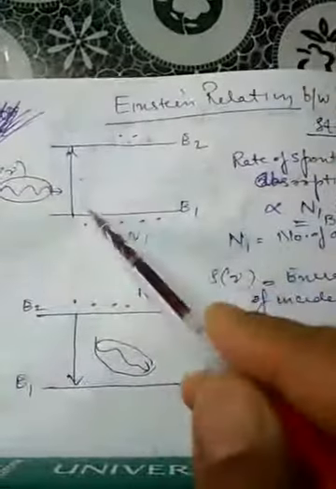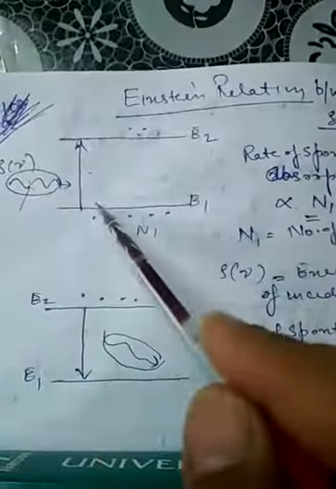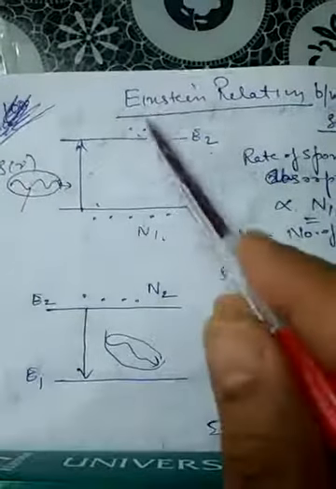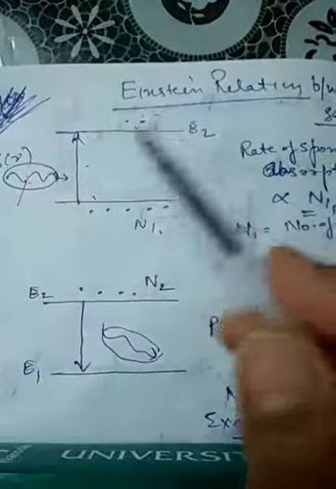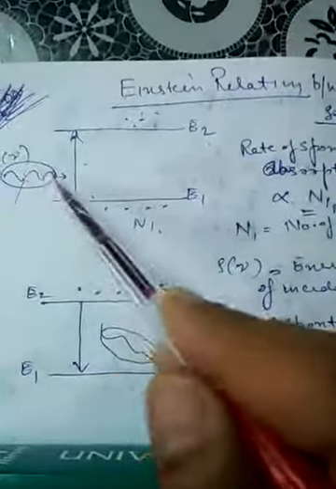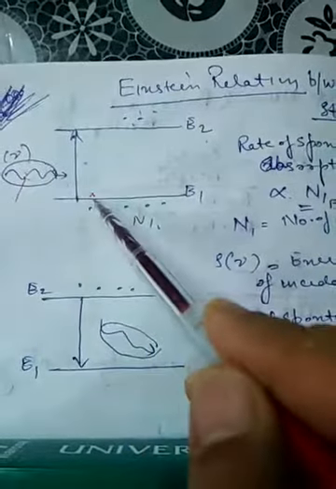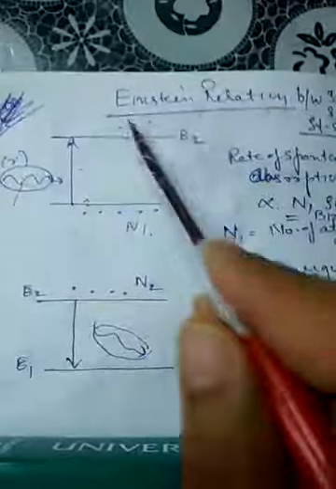First of all, we will take the spontaneous absorption process. This is an incident photon. Let us say N1 is the number of atoms in the ground state, and N2 is the number of atoms in the excited state. This is the initial state, which we have assumed. Now let us say some incident photon strikes here. So the atoms gain energy and go to the excited state. So this is the first process, which is called spontaneous absorption.